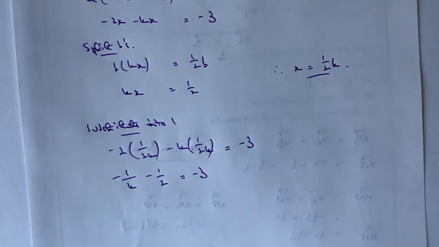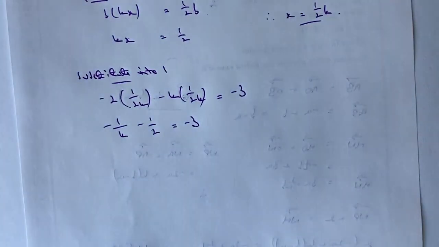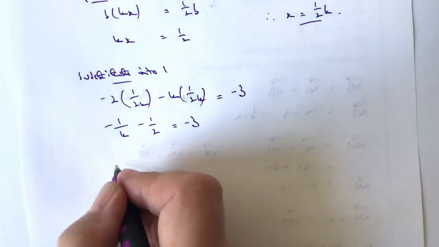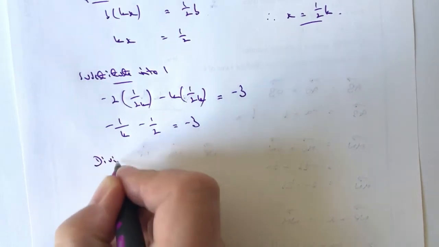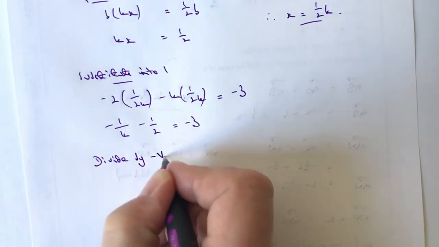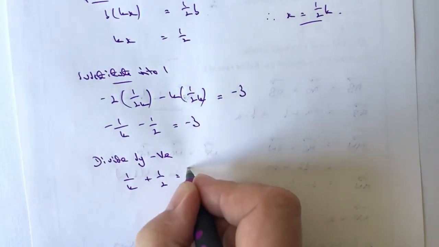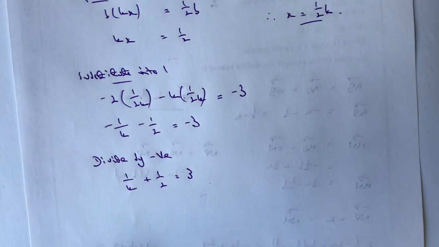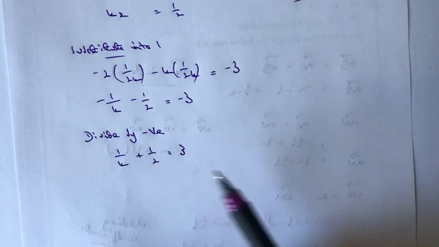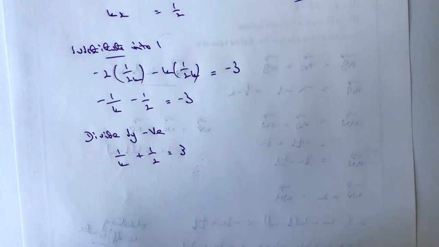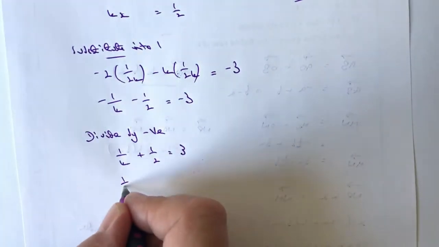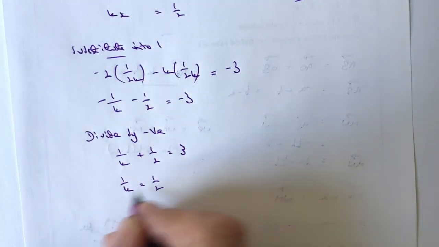So we're sort of getting there. We're on the final stretch now. The problem we've got here is too many negatives knocking around, so I'm going to divide both sides through by a negative. If I divide by a negative, I'm going to get 1 over k plus a half equals 3. If I now take that half over to the other side, I'm going to get 1 over k equals 3 minus a half.